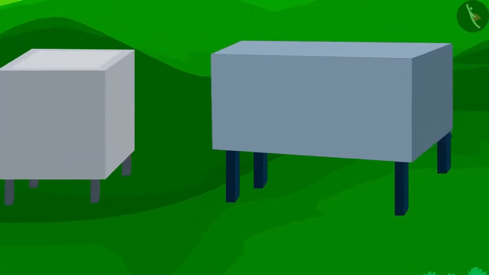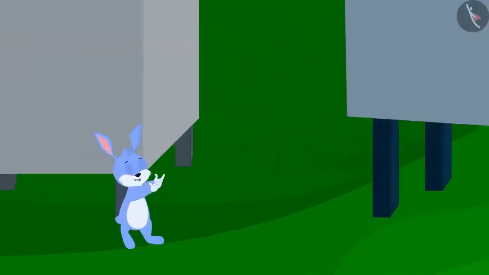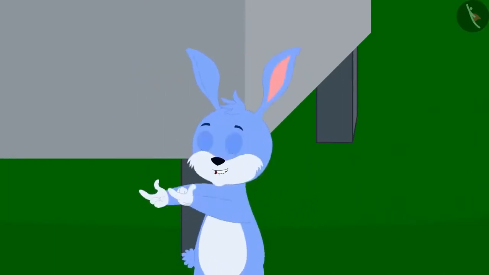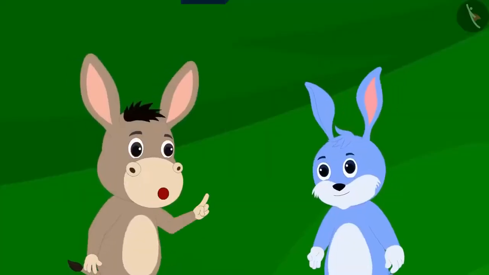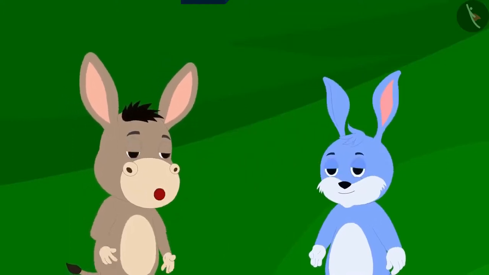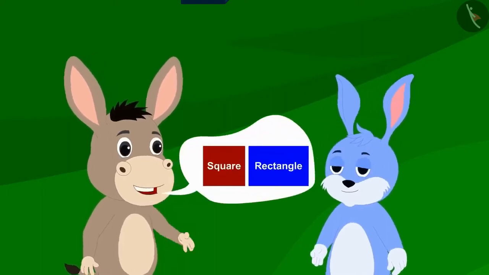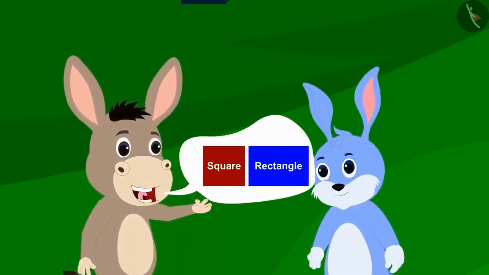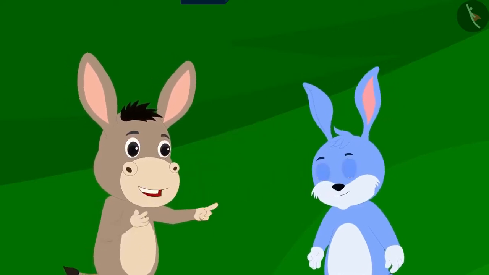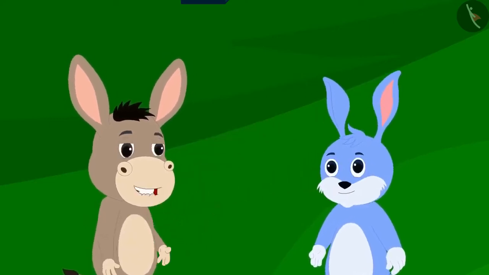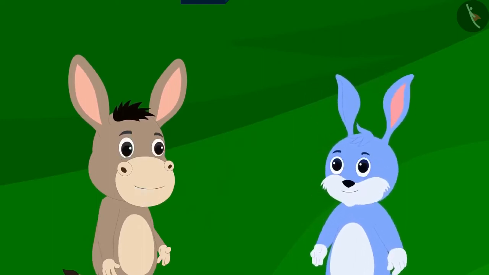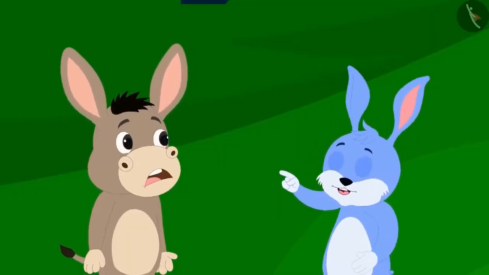Both Bunny and Bhola started running very fast. Bunny circled this tank before Bhola. I won! I won! Bunny danced excitedly. Your tank was square-shaped and my tank was rectangular-shaped. And because the perimeter of a rectangular figure is more than that of a square-shaped figure, I traveled more distance compared to you, so it took me longer. Bhola told Bunny. Bunny heard this and started laughing.